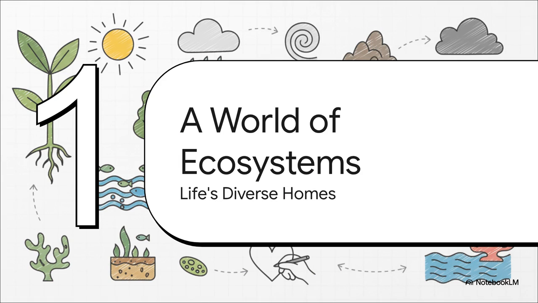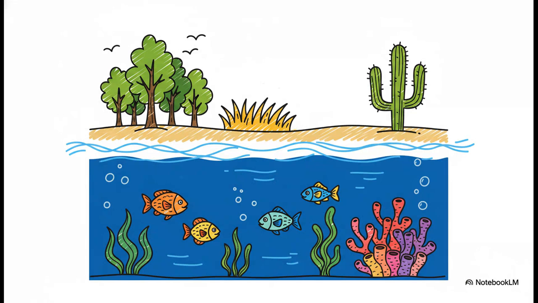So with these building blocks and this powerful engine in place, life has just exploded into an incredible variety of environments. So in Section 3, let's explore this world of ecosystems and check out some of life's amazingly diverse homes around the globe. Broadly speaking, we can split them into 2 major categories.